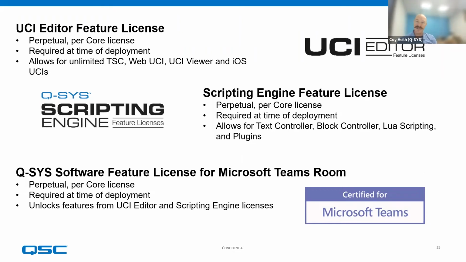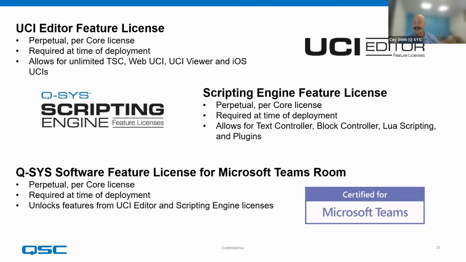Same thing goes for our scripting license. Our scripting license gives you the ability to use our block controller, to write a custom script yourself, or to use any of our plugins. So again, same thing. If you want to use those in a file functioning on a core, you need the license loaded to the core.